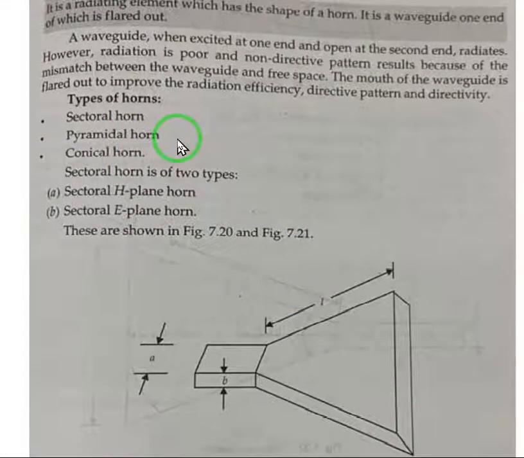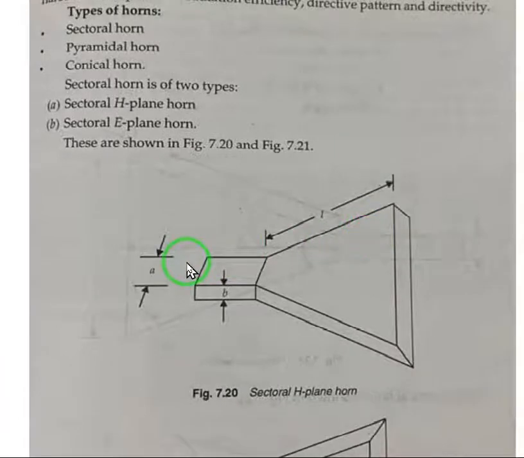Several types of horn antennas are defined: sectorial horn, pyramidal horn, conical horn. Sectorial horn has two other types. One is the H-plane horn and the other is the E-plane horn.